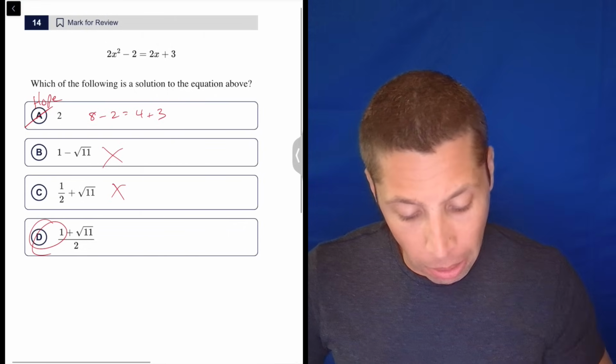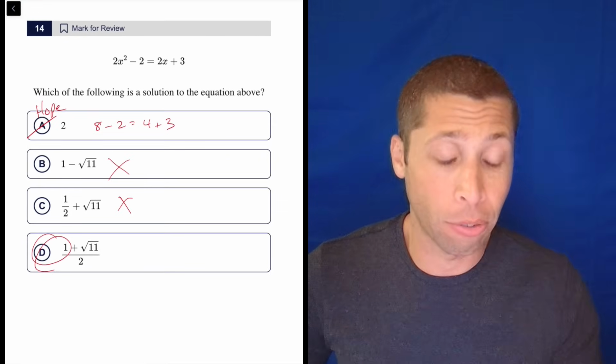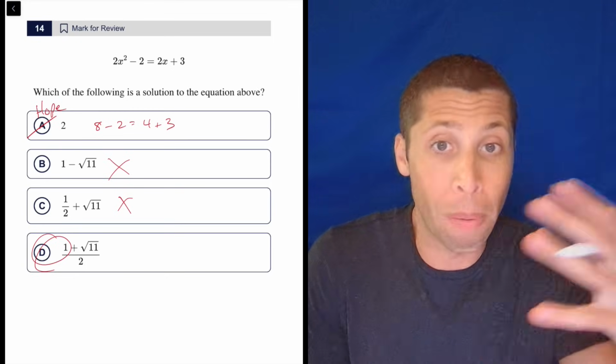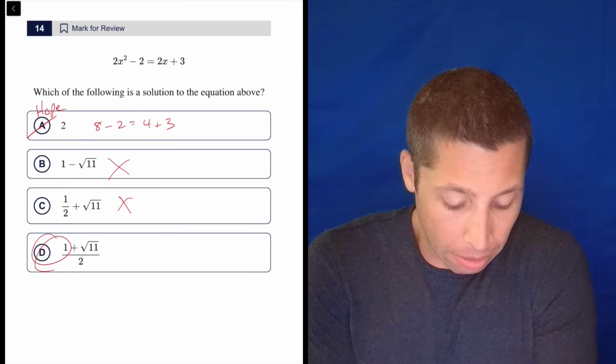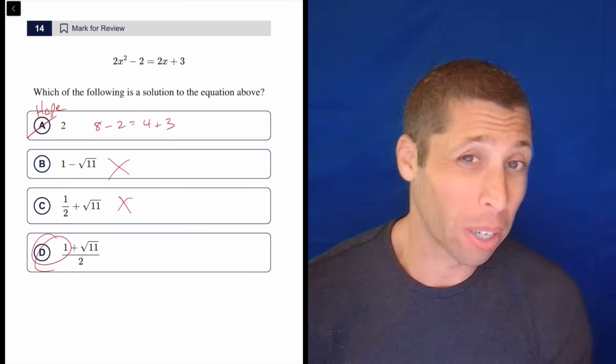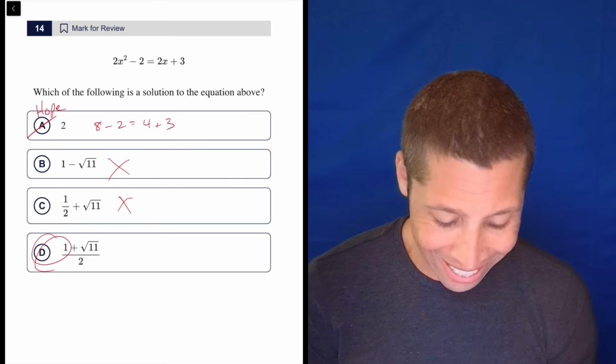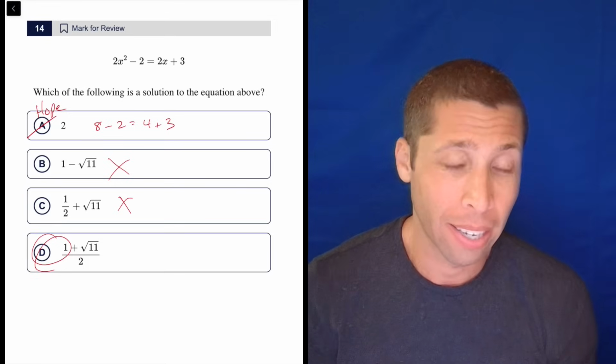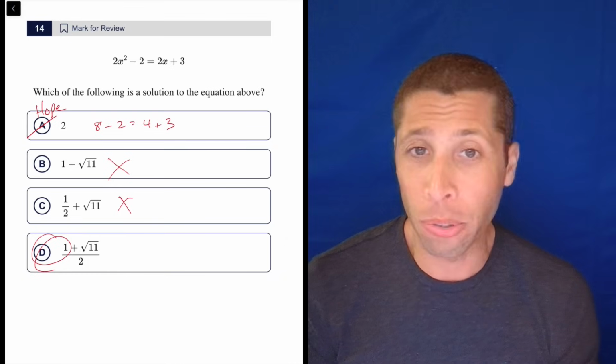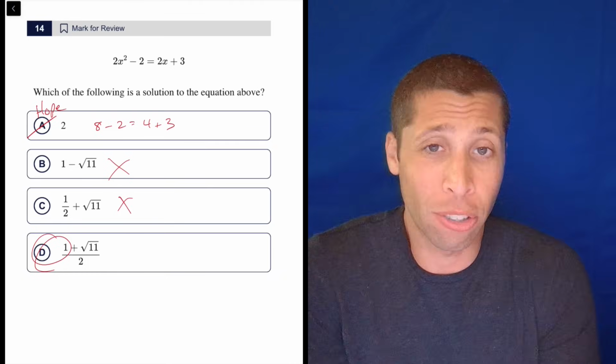You probably could, but you would also have to rearrange this equation from the start to get it into quadratic format, to get it into standard form. Just seems like unnecessary work. And just the fact that B, C, and D are so similar to each other tells me it's maybe easy to lose something, a negative, distribute wrong, whatever. I just don't want to take that chance.